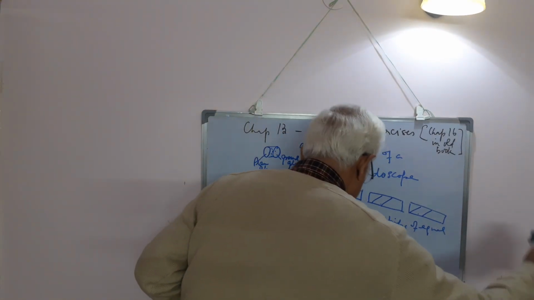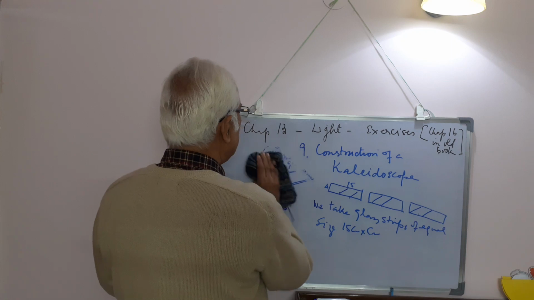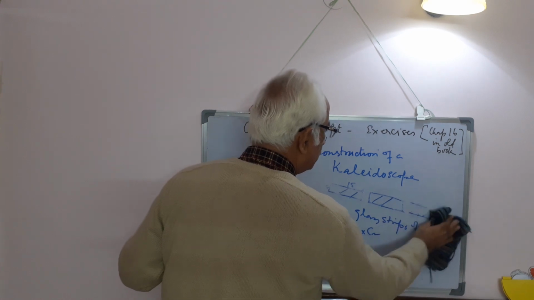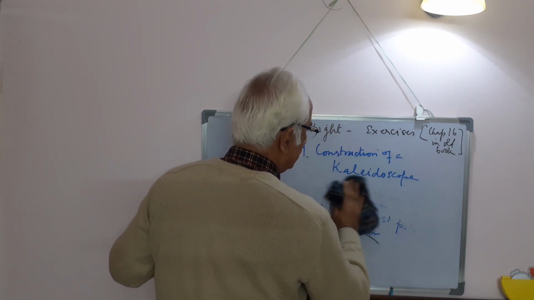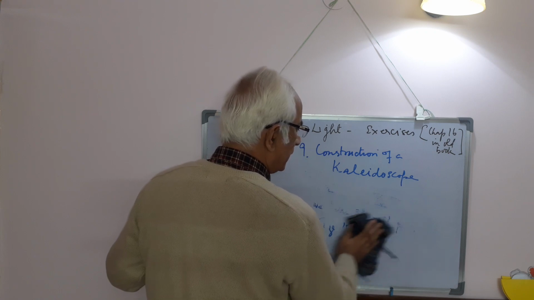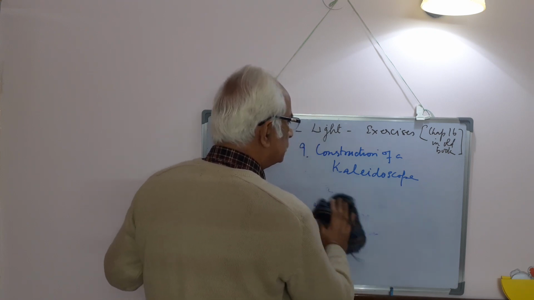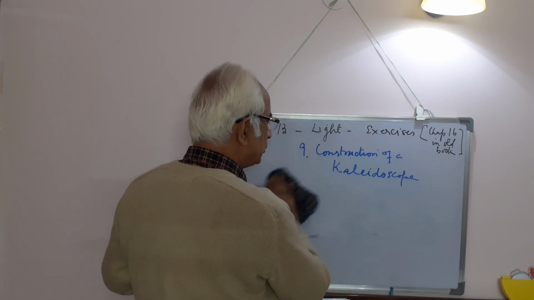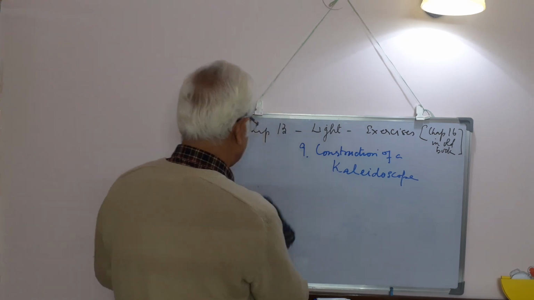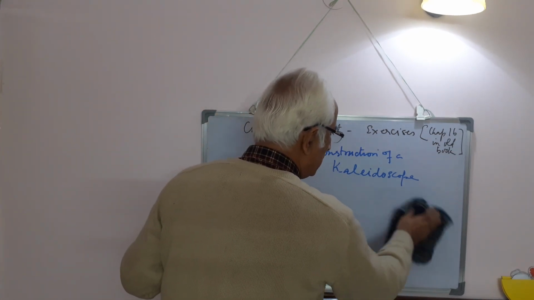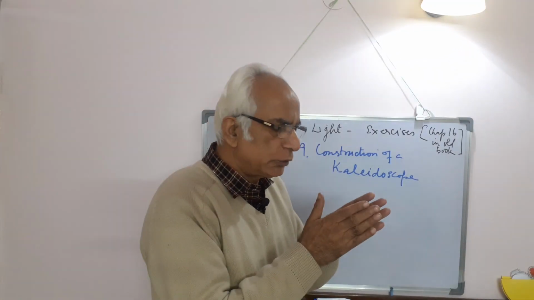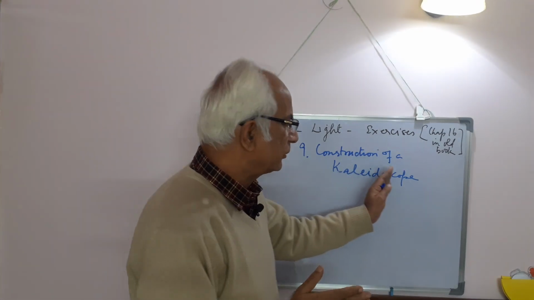Okay? So that's your question number 9: how do you construct a kaleidoscope? If you have 3 glass strips of equal size, 2 discs, one of plain glass and the other of ground glass, then you can make this kaleidoscope at home also. And you will need some broken bangle pieces to put in the kaleidoscope between the 2 glass discs, which will be fixed on one end of the kaleidoscope.